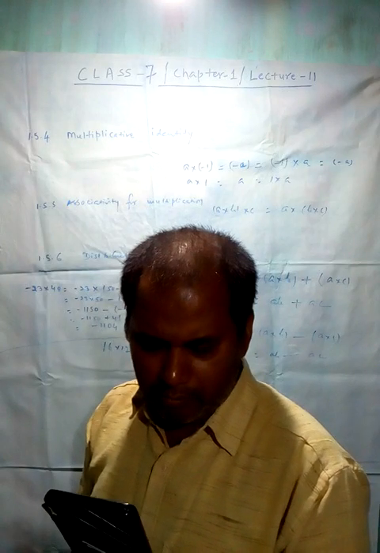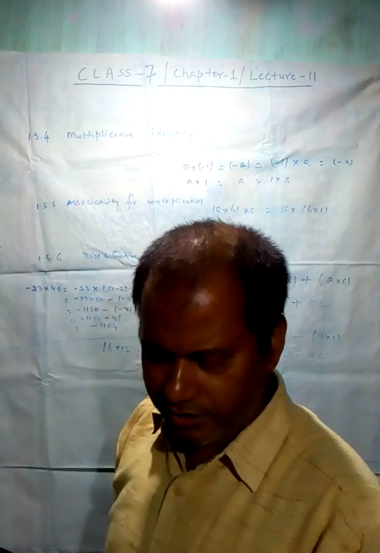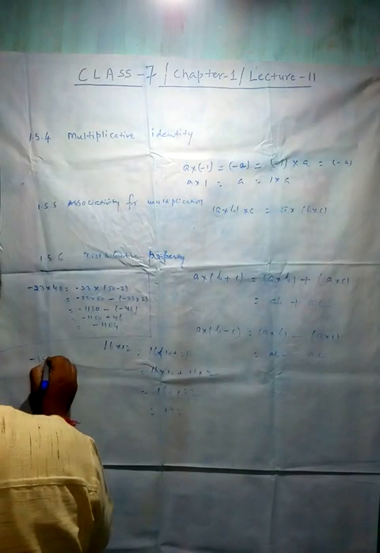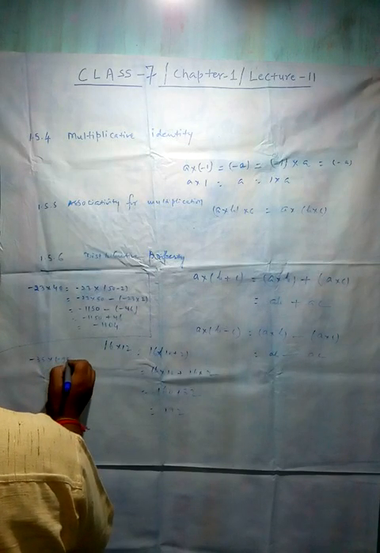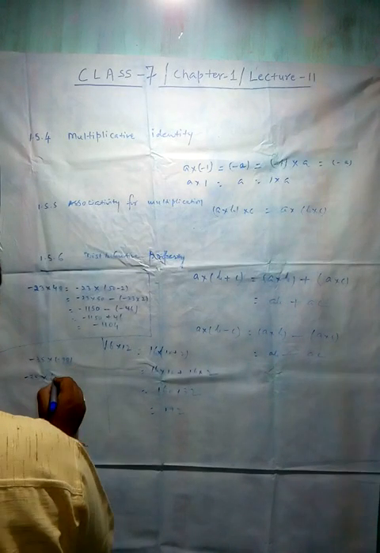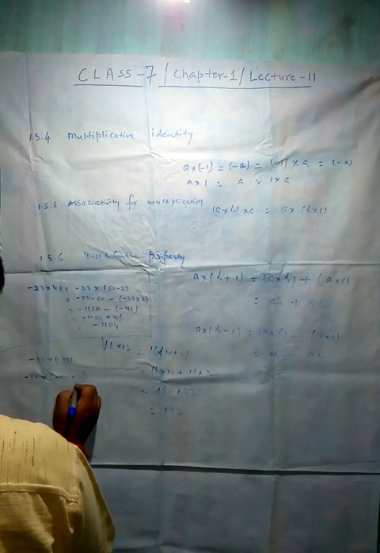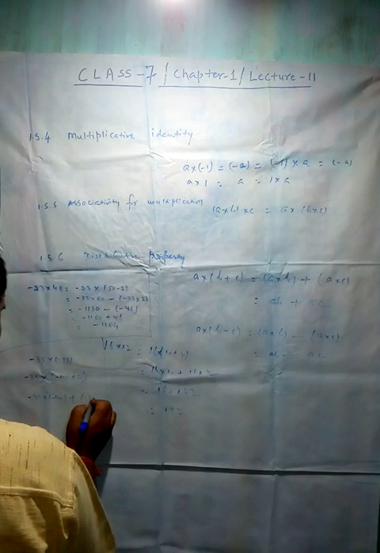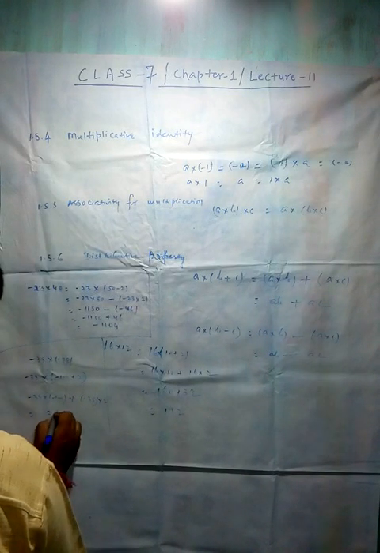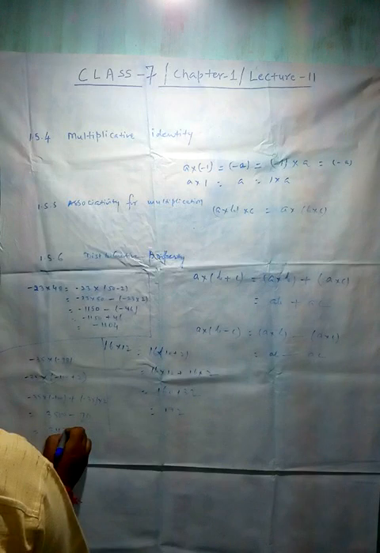Next question. Minus 35 into minus 98. Minus 35 into minus 100 plus 2. Minus 35 into minus 100 plus minus 35 into 2 is equal to 3500 minus 70, that is 3430.